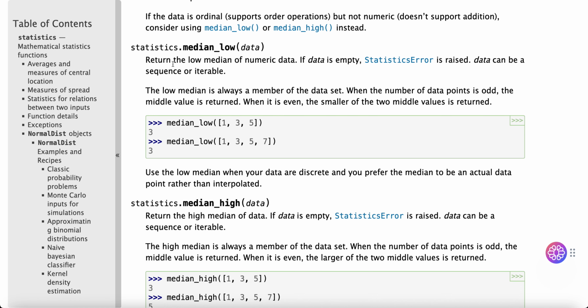statistics.median_low(data). Return the low median of numeric data. If data is empty, StatisticsError is raised. Data can be a sequence or iterable. The low median is always a member of the data set. When the number of data points is odd, the middle value is returned. When it is even, the smaller of the two middle values is returned.